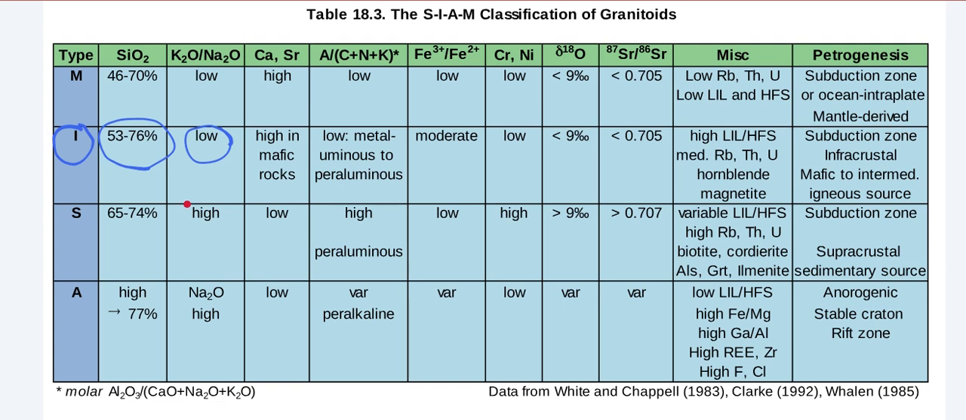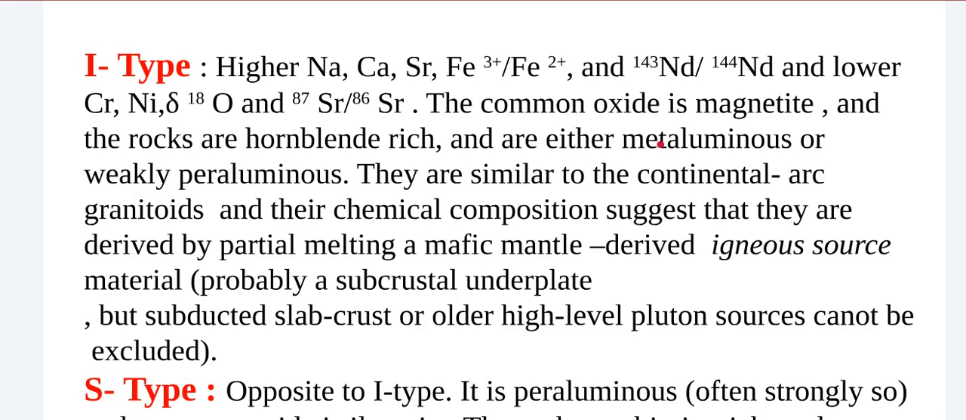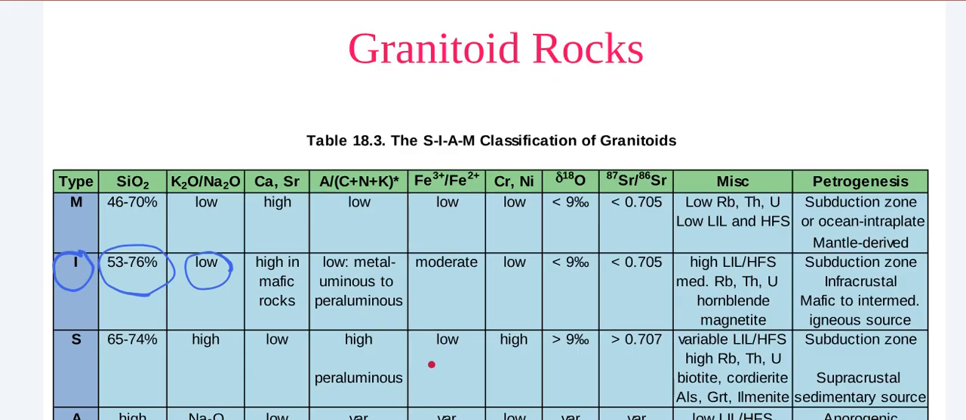So the differentiation product from the basaltic magma is this igneous type of granitoid, I type granitoid. This contains magnetite, magnetite or ilmenite, wait, let me check, I think magnetite, yes, this contains magnetite.